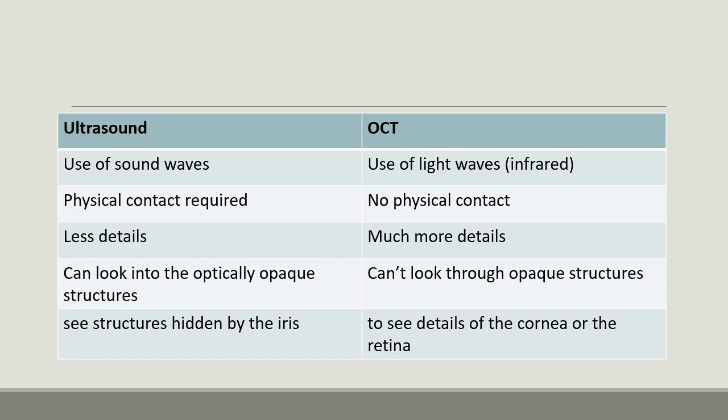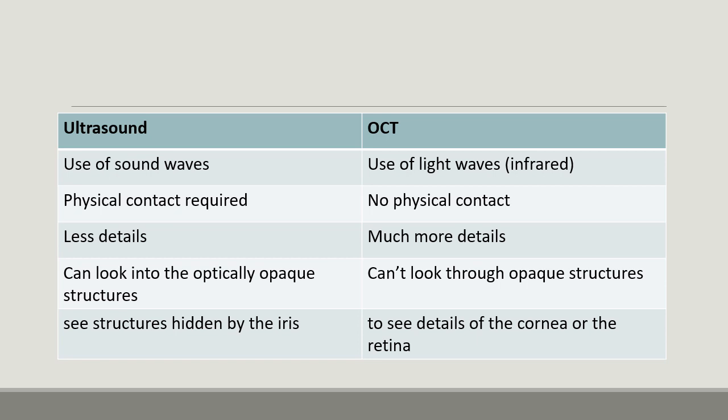As I have already told you, ultrasound uses sound waves for imaging, but OCT uses light waves, and these are infrared light waves. In ultrasound, your probe must be in physical contact with the patient. You have to touch the patient with that probe, but in OCT no physical contact is required. Ultrasound shows less detail of the structures, but OCT gives much more detail.